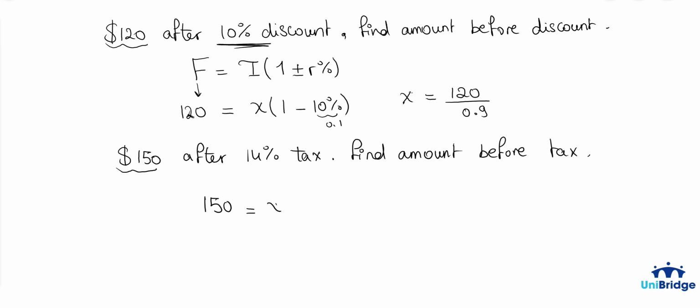You don't know the initial or the original price before the taxes, but this is after a 14% tax. So the bracket is going to be 1 plus 14%, since taxes add. So if you want the initial, this is going to be 150 divided by 1.14, since 14% is 0.14. So this is going to give you your final answer.